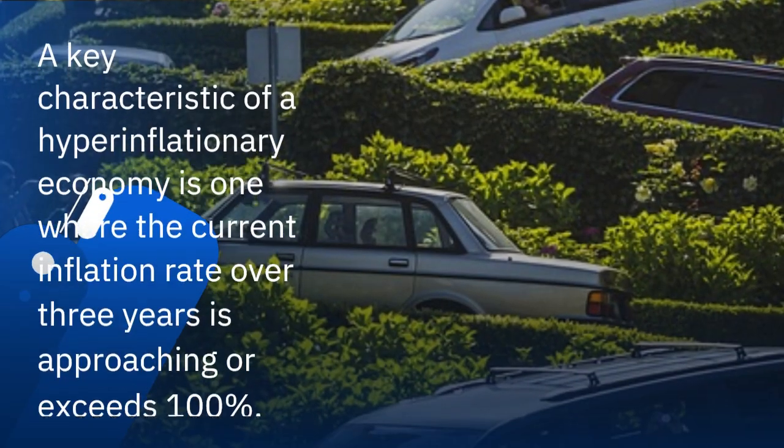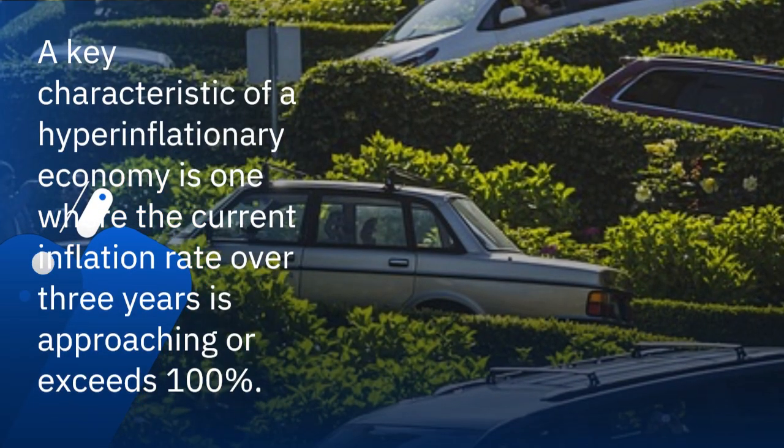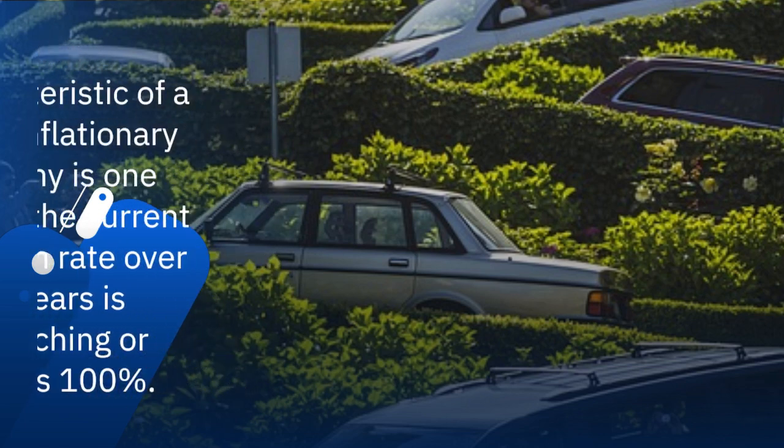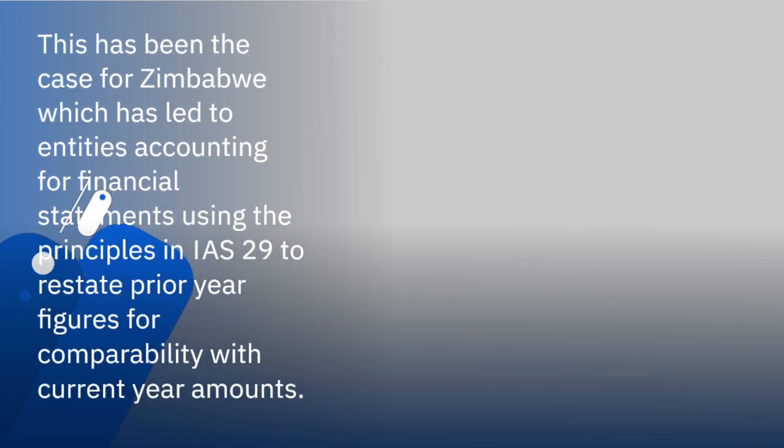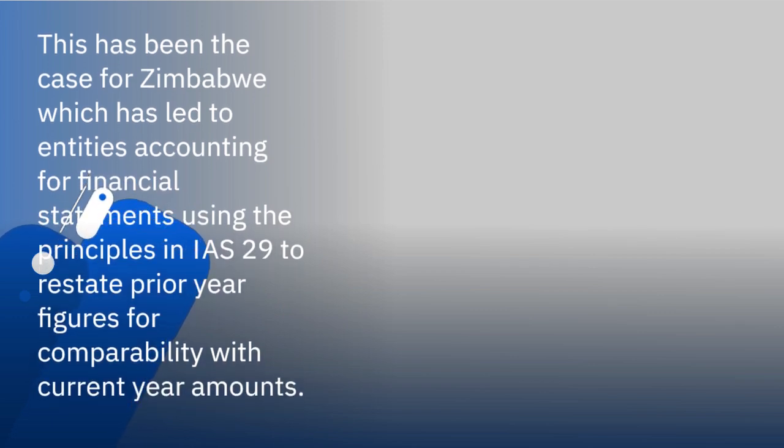IAS 29, Financial Reporting in Hyperinflationary Economies, applies to the accounting for any entity whose functional currency is the currency of a hyperinflationary economy. A key characteristic of a hyperinflationary economy is one where the cumulative inflation rate over 3 years is approaching or exceeds 100%. This has been the case for Zimbabwe, which has led to entities accounting for financial statements using the principles in IAS 29 to restate prior year figures for comparability with current year amounts.